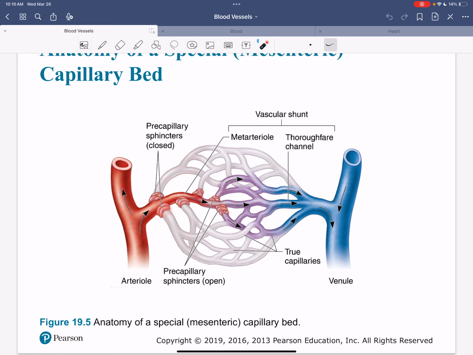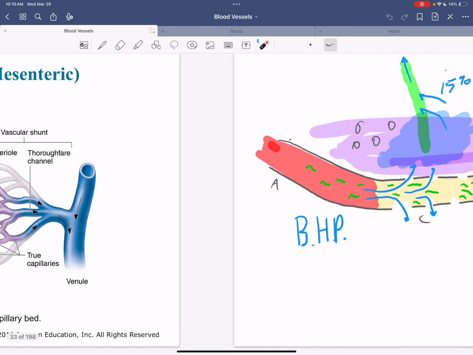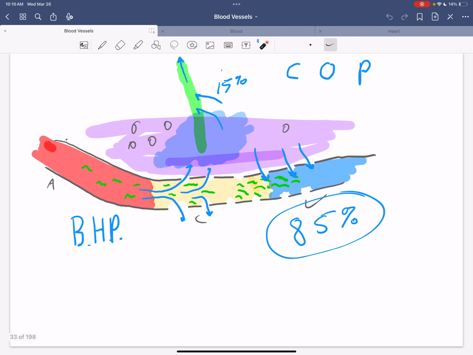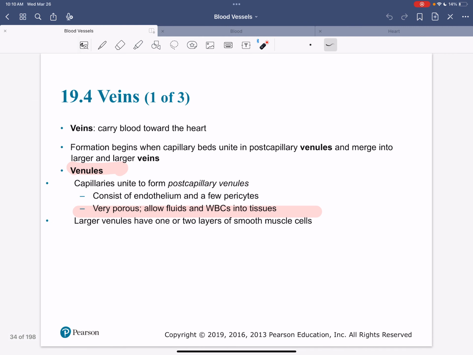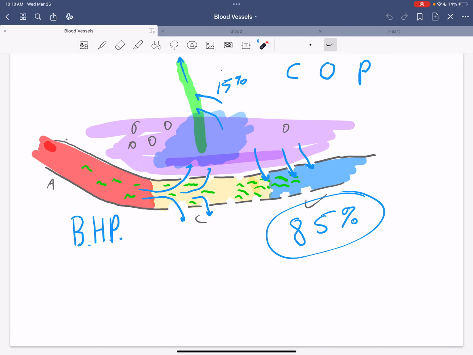So if the sphincters are closed, then of course blood will not transit through here. If the sphincters are open, then blood can pass through. And that's what's going to control the capillary bed itself. All right, so let's talk a bit about what is happening here in the capillary bed. Now, let's start with this diagram.